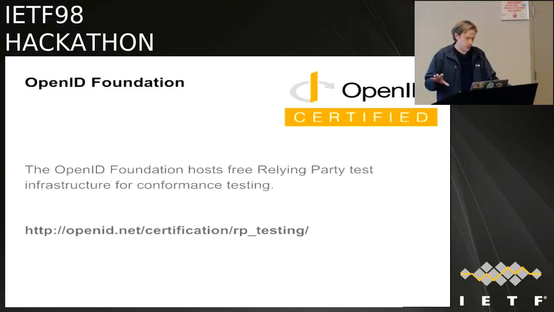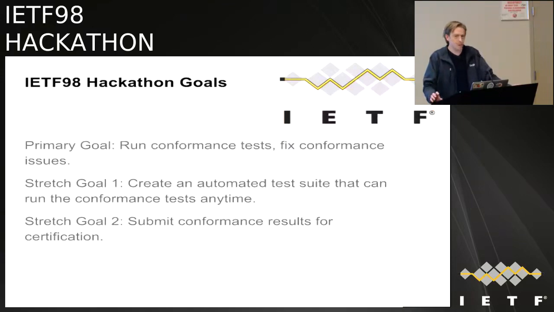The OpenID Foundation actually has this free relying party test infrastructure that can test some of these protocols that AppAuth supports. It's available at that link. So the goal for the hackathon was to run those conformance tests and fix any issues that came up. We also had two stretch goals. The first was to create an automated test suite that can run through all those conformance tests anytime we like. And the second stretch goal is to submit the test results to get a formal certification by the foundation.